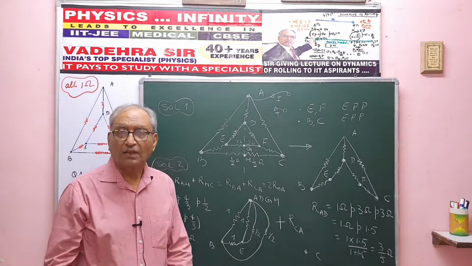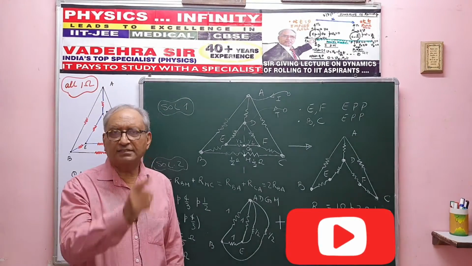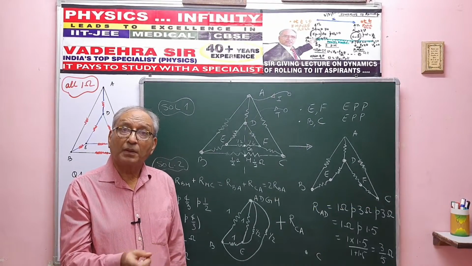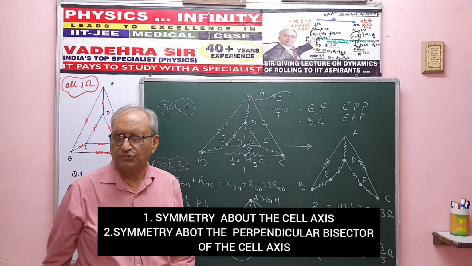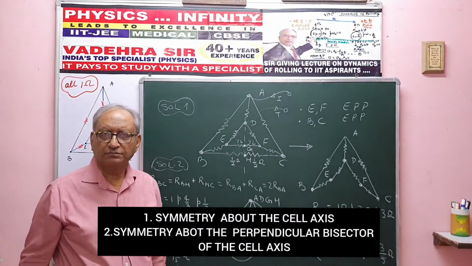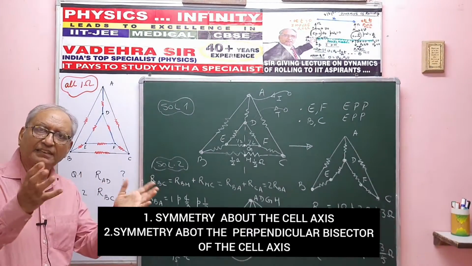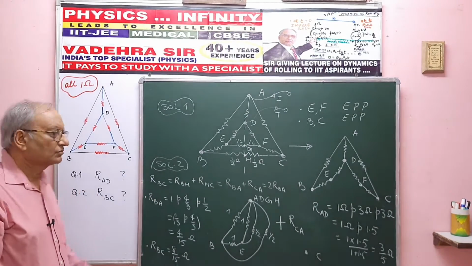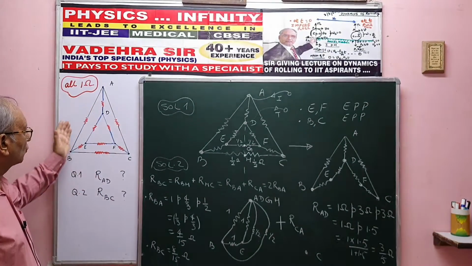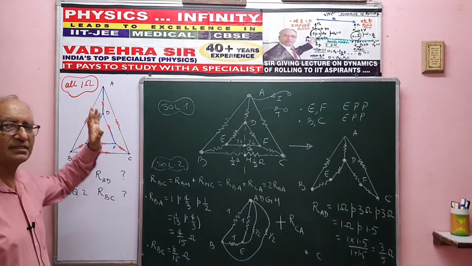Here, I am going to emphasize 2 techniques, that is symmetry across the cell axis and symmetry about the perpendicular bisector of the cell axis. To illustrate this, I take a beautiful network of resistors. Here you are. There is a delta within a delta, ABC and DEF, and all the resistors shown to you in red are 1 ohm. All resistances are 1 ohm.